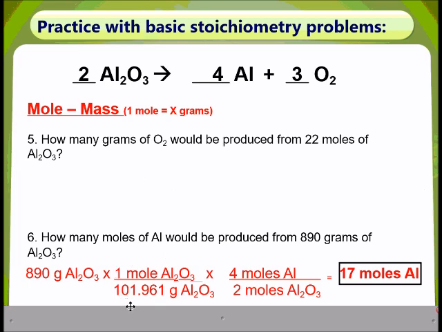Step 2, we need to convert moles of aluminum oxide to moles of aluminum. We will always need step 2. So we plug in the numbers from our balanced equation. 2 moles of aluminum oxide on bottom, 4 moles of aluminum on top. And fortunately, that's all they wanted to know was moles of aluminum, so we do not need step 3. I'm going to multiply my numbers across the top, divide by what's on the bottom. My answer will be 17 moles of aluminum.